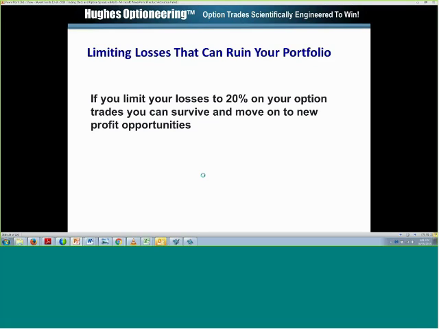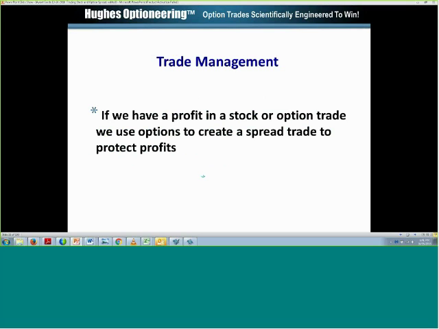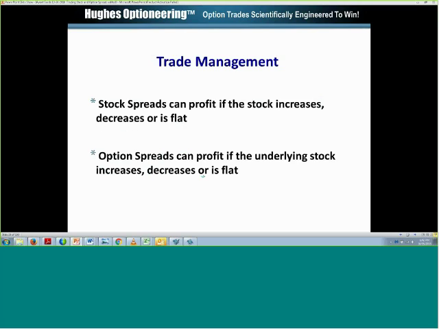So if you limit your losses on an option trade at 20%, you can survive and then move on to the next profit opportunity. And we normally use, for a stock trade, a 5 to 7% stop loss. And with an option trade, we look to exit the trade with a 15 to 20% loss on the option. And whenever we have a profit in a stock or an option trade, then we use options to create a spread trade to protect profits.